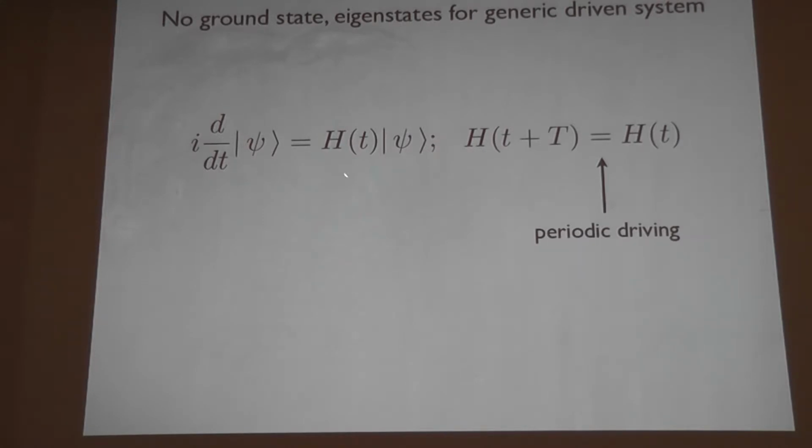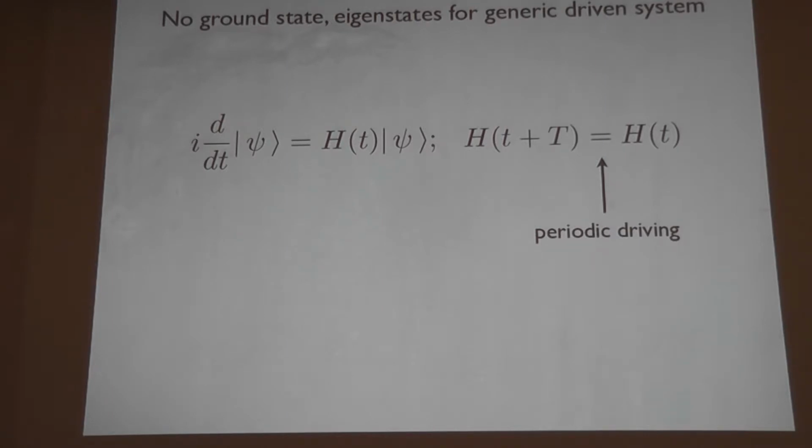So we'll restrict our attention to periodic driving, where the Hamiltonian repeats itself for some period, which hopefully will be called capital T throughout this talk. I think it is. I don't think I ever switched that convention. So capital T is always the driving period. It's never going to be temperature. Temperature does not appear in this talk.